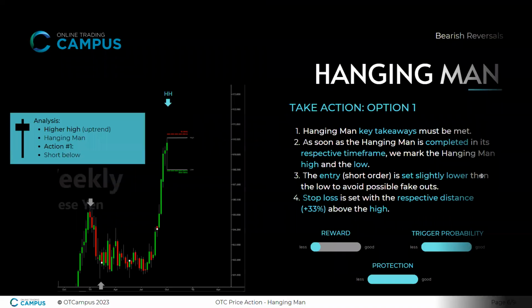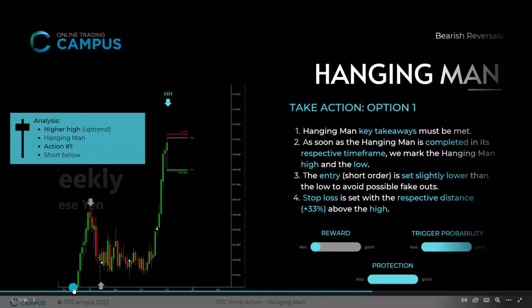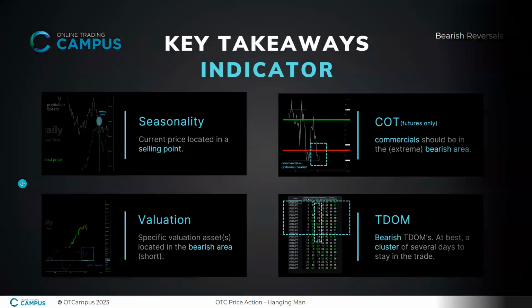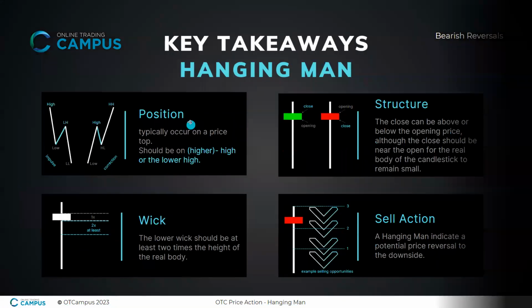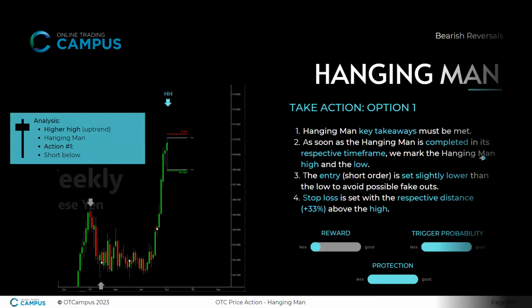Here we have 3 different options. Option number 1 is the short below. It means we are here in an uptrend: low, high, higher low, higher high, right? We are in the higher high, back to the key takeaways position, higher high is fine. Great. We created a hanging man. And the idea is short below.